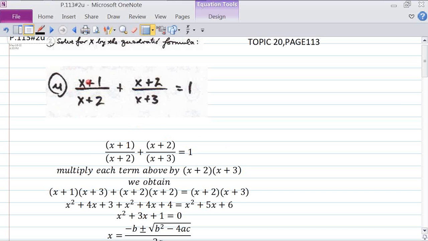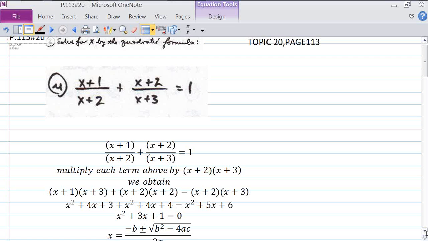When we multiply through by x plus 2, x plus 3 on this term here, the x plus 2 cancels, and I'm going to be left with x plus 1 times x plus 3. If I multiply this term by x plus 2 and x plus 3, the x plus 3 cancels, and I'm going to have the original x plus 2 and this by this. So all I do is take this and multiply by this term. If I multiply 1 by x plus 2, x plus 3, I get this. So all we're doing is multiplying each term above by the denominator.